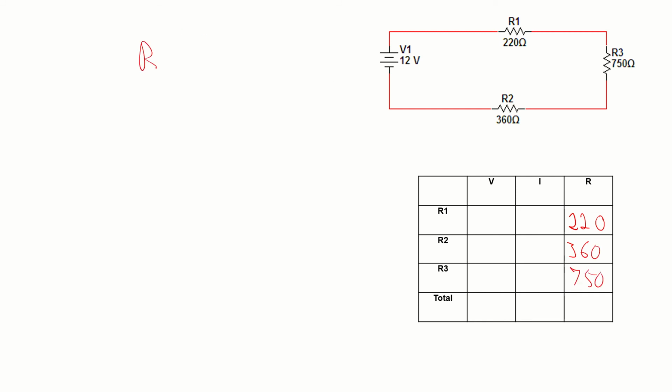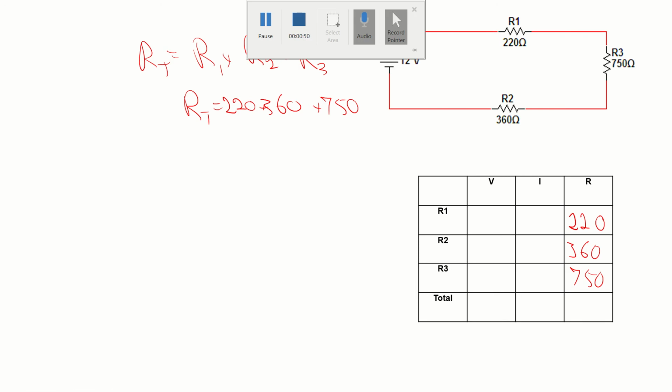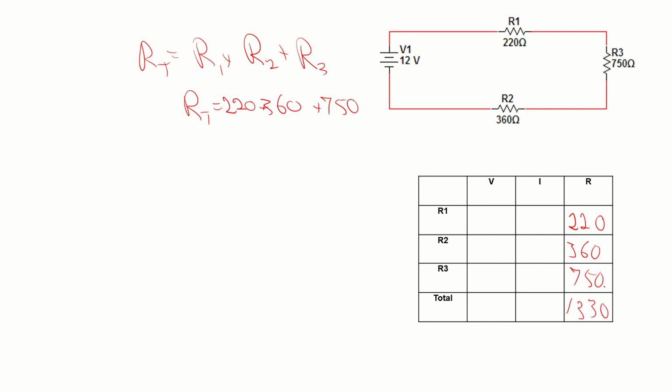And we also know that R total equals R1 plus R2 plus R3. So RT equals 220 plus 360 plus 750. So if I put that into my trusty calculator, I get 220 plus 360 plus 750, and that gives me, right over here, 1330.